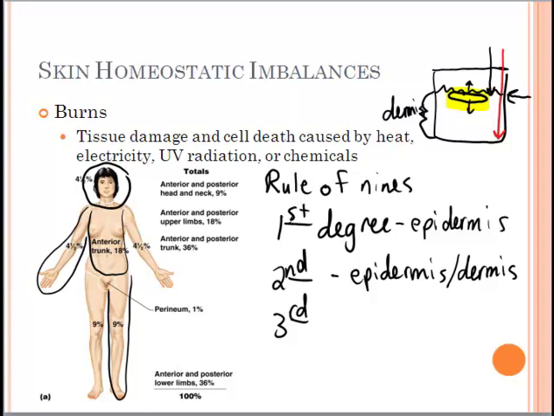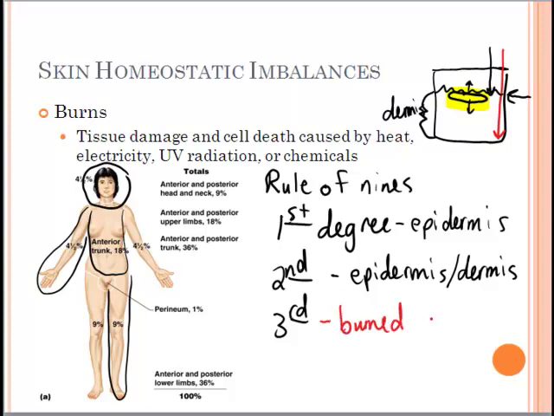Or you're going to have to take skin grafts, taking skin from other areas of the body and putting it over this burn in order to replace the skin that has been lost, and it can grow back and replace itself. So in the 3rd degree burn, you've burned all of your skin basically off.